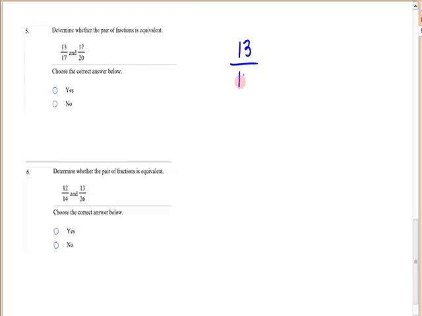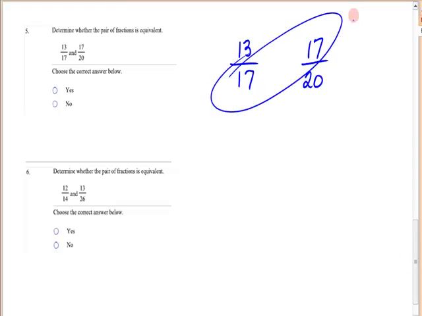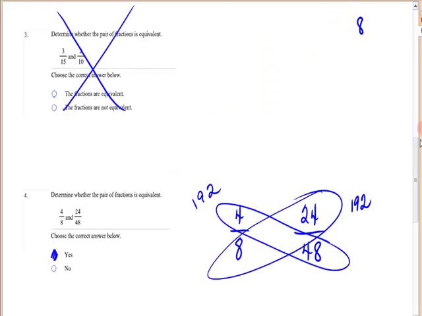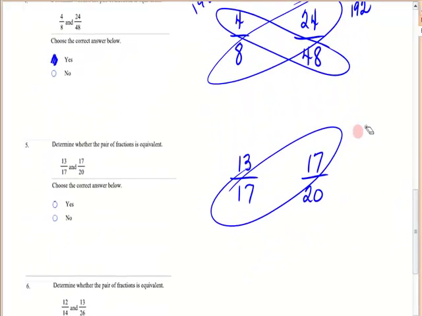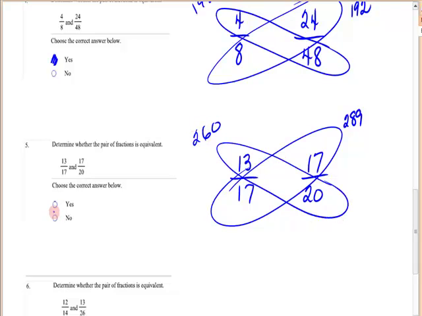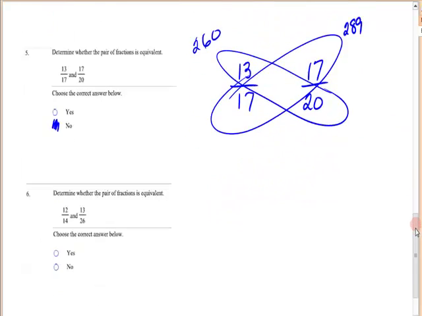Number 5, I have 13/17 and 17/20. Okay, one of the cross products, 17 times 17 gives me 289. And 13 times 20 gives me 260. And those are not the same. So they are not equivalent.